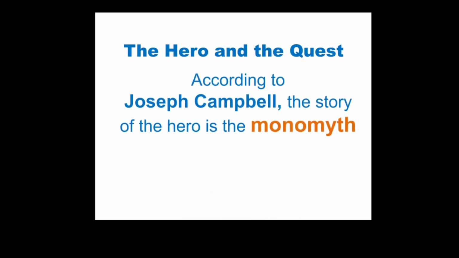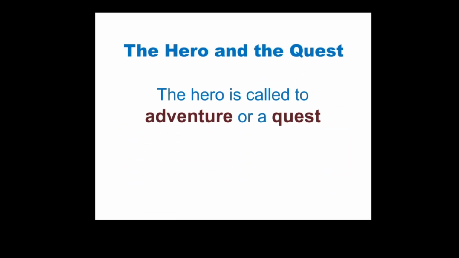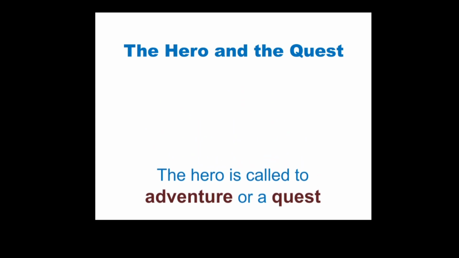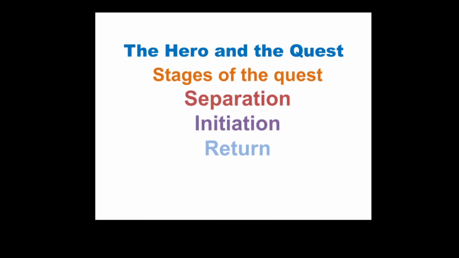Here are the types of archetypal approaches: the hero and the quest. According to Joseph Campbell, the story of the hero is the monomyth, where the hero is called to an adventure or a quest. The stages of the quest include separation, initiation, and return. Think of Rama, Odysseus, or even Lamang.